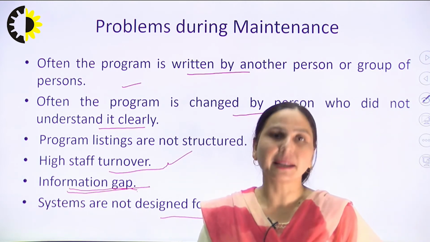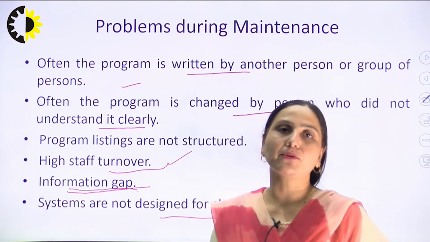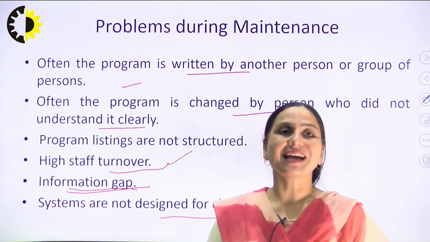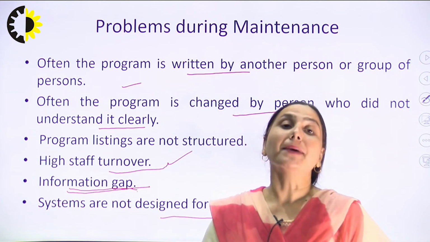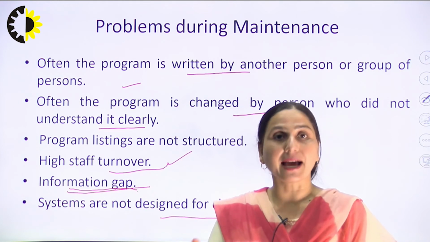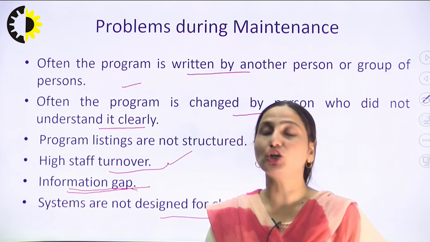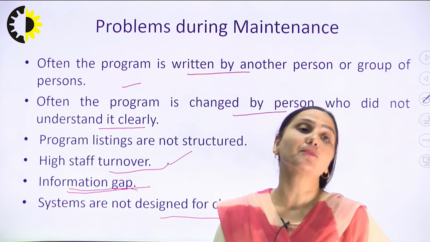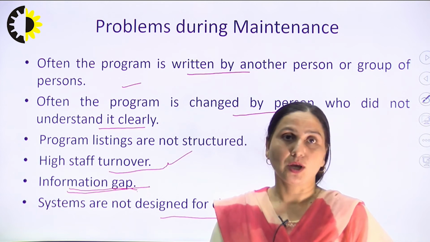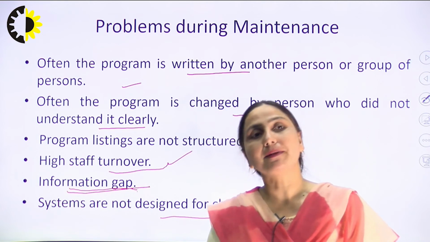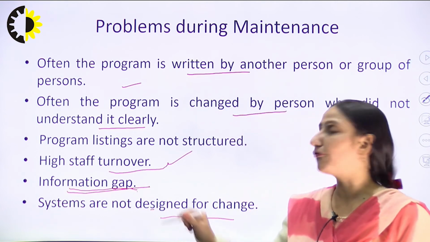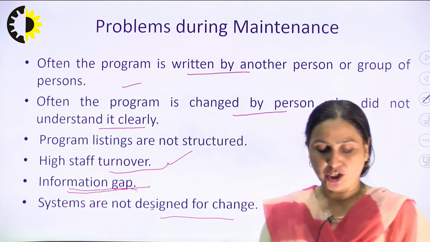Then, systems are not designed for change. Initially, when we are designing a particular system or developing a particular software, we are not designing it for a particular type of change. But in future, if a scenario occurs in which we have to incorporate changes in the system or the software, we have to. But at the initial level, when we are designing or developing the system, we are not actually designing the software for a particular instance of change.